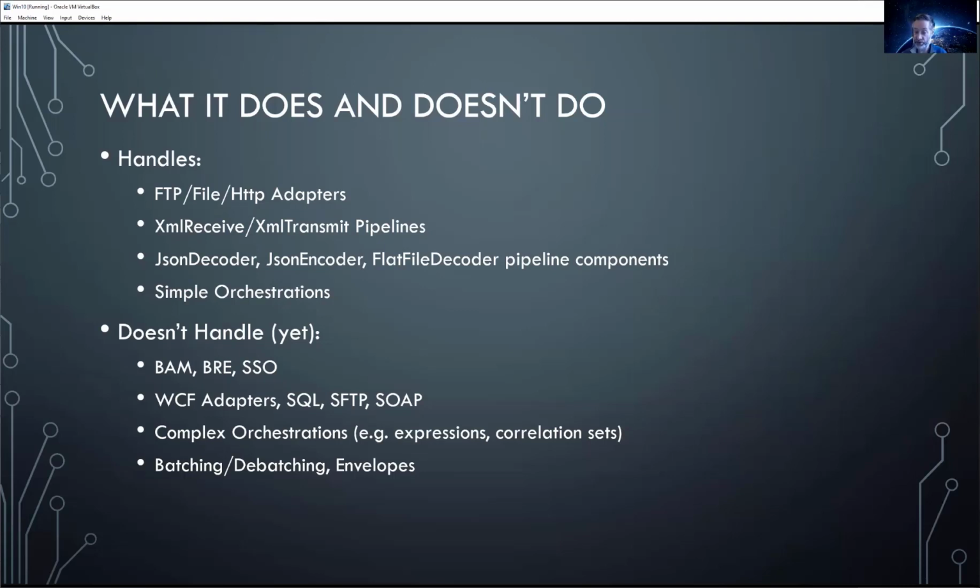In theory, it's not that difficult to add support, as long as the adapter properties in BizTalk are supported in Azure. Complex orchestrations aren't supported: expressions and correlation sets, and an atomic scope, for example. There's no equivalent of that in Azure. And then batching, debatching, and envelopes aren't yet supported, although there's work to look at that.